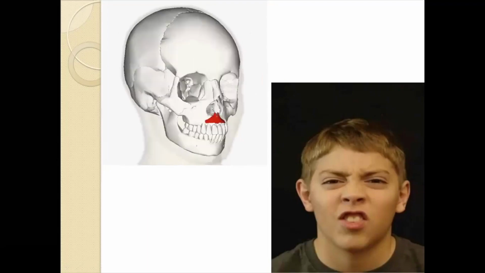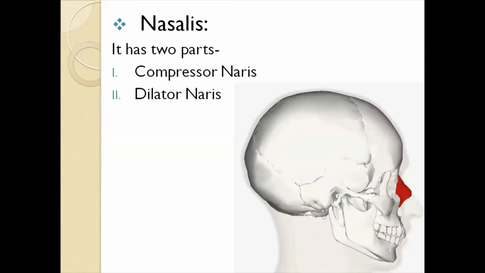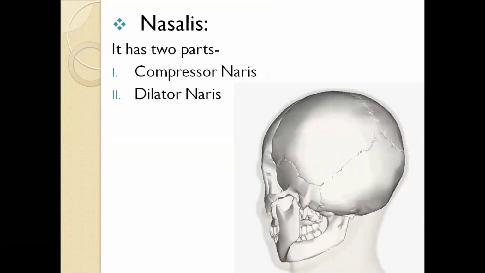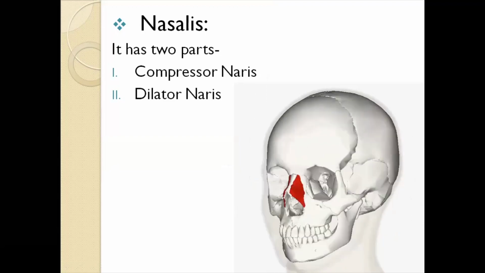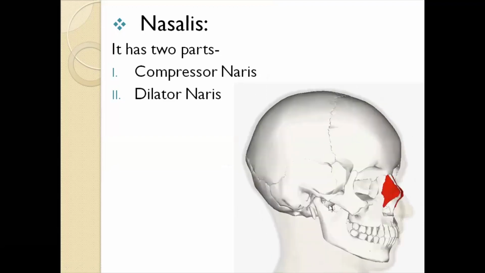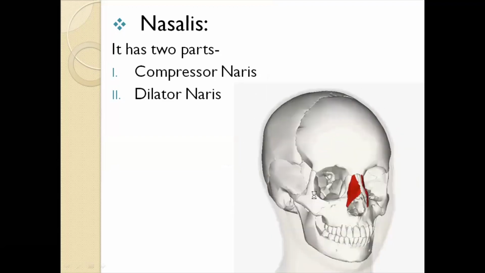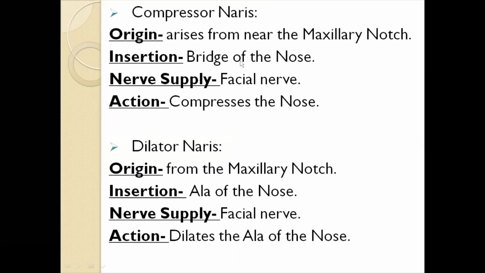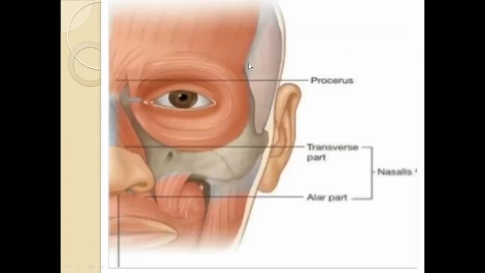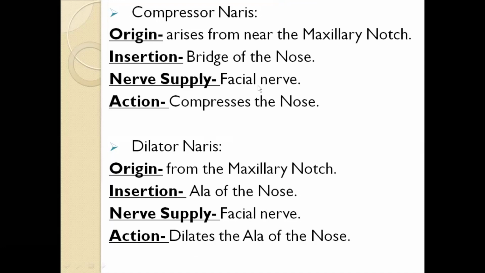Okay. Coming next to the nasalis muscle. Nasalis muscle basically has two parts, the compressor naris and the dilator naris. Okay, you can appreciate it from the diagram. It is present laterally around the bridge of the nose. Now, the compressor naris arises from near the maxillary notch and inserts into the bridge of the nose. It originates somewhere from here and it inserts into the bridge of the nose. The facial nerve is the nerve supply and what is the action? It compresses the nose.